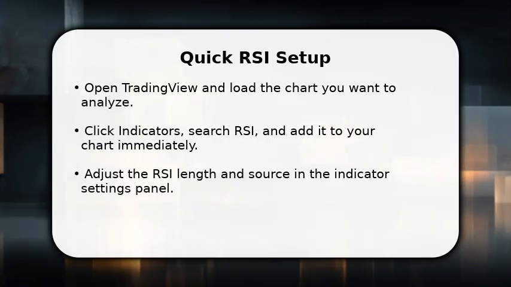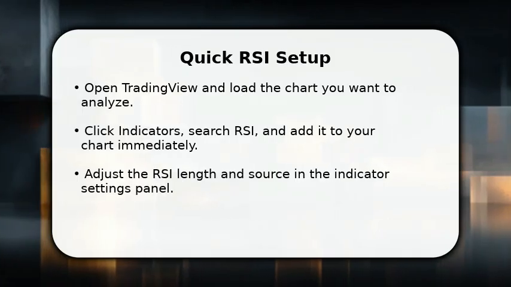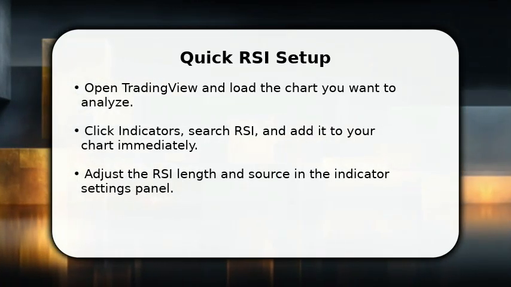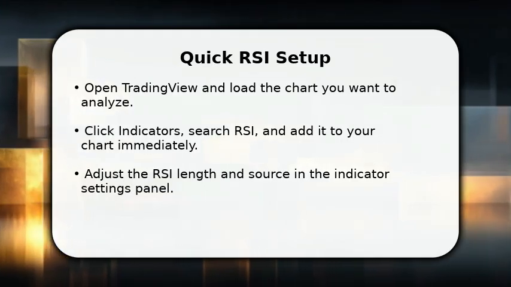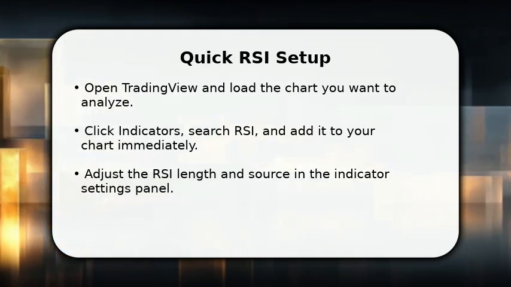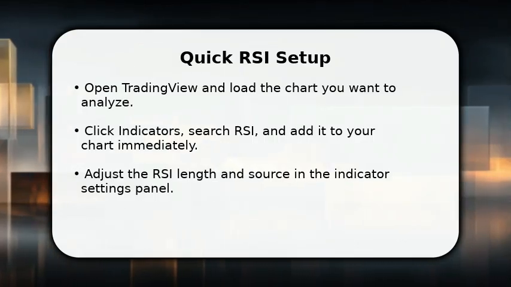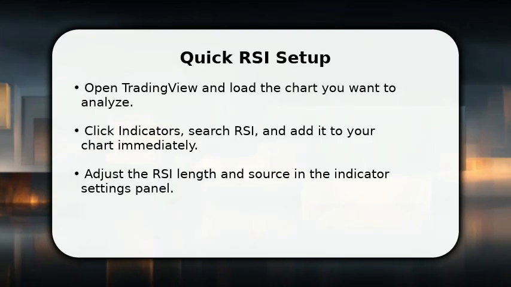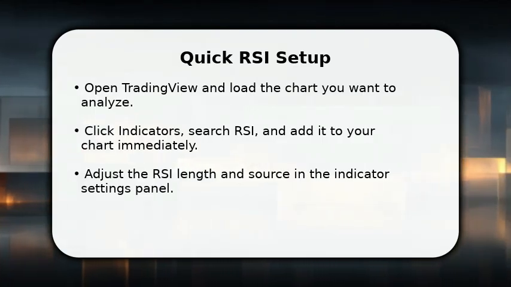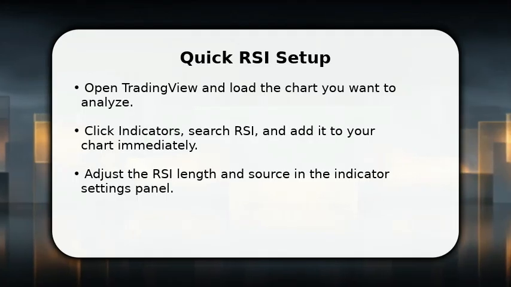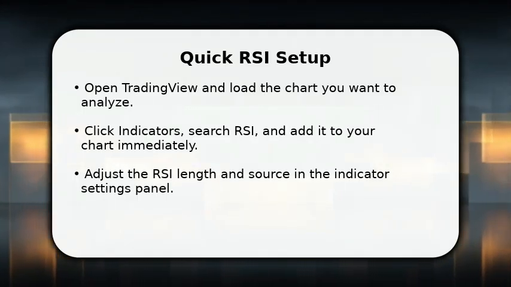In this video, I will explain how to set up RSI on TradingView step by step. Open TradingView and load the chart you want to work on, then click Indicators and type RSI to add it. Next, open the RSI settings gear to change length, source, and display style so the indicator fits your time frame. I'll demonstrate common length values, show overbought and oversold lines, and save a template for quick reuse anytime.